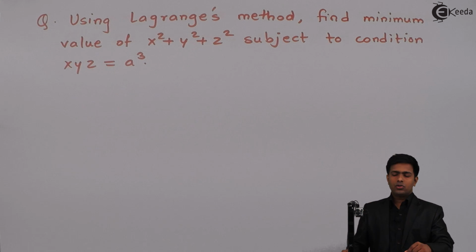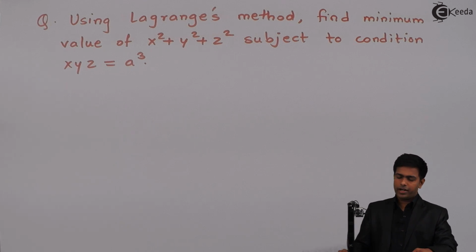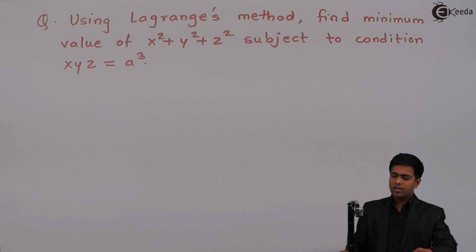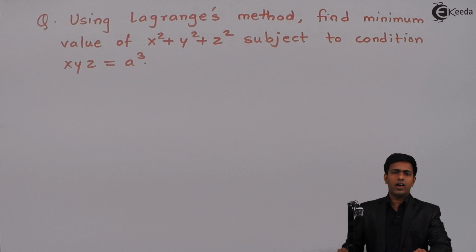Hello everyone. So here in this problem, using Lagrange's method, we have to find the minimum value of x square plus y square plus z square subject to the condition xyz equal to a cube. So to get the minimum value of some function using some condition in Lagrange's method, we first find out the stationary values, and for those stationary values we find out the minimum value.